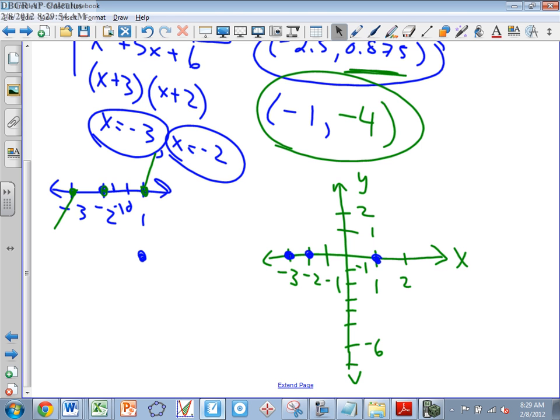Okay, so we start with our roots. Easy enough. Right. Next, plot your y-intercept. What was that again? 0, -6. Very good. Put your y-intercept down there.